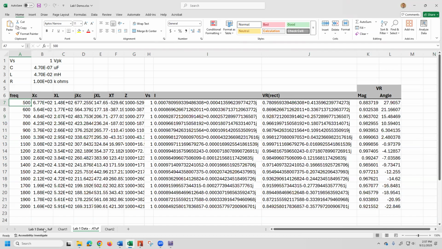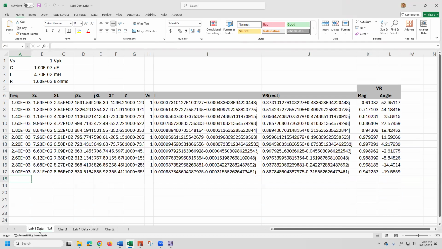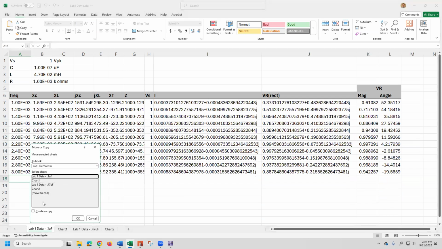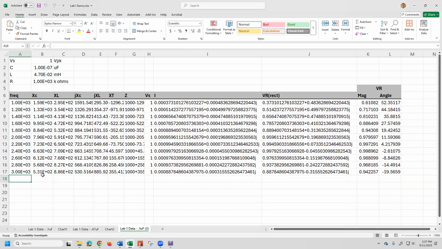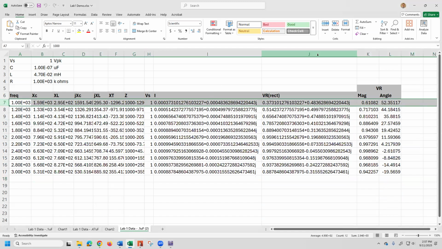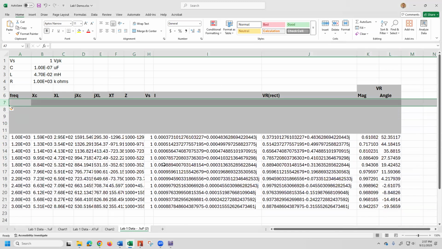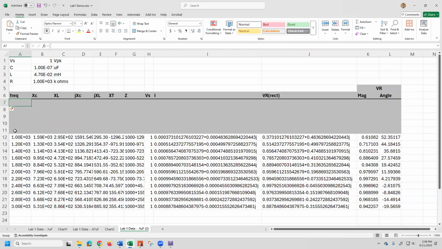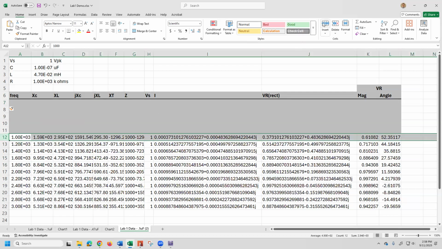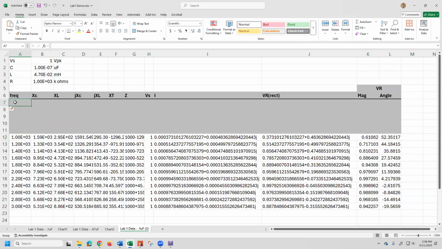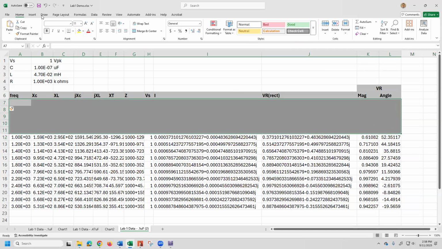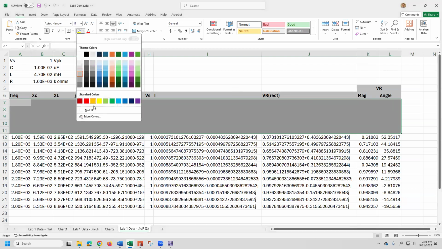Maybe this is what I'll do. I'll show you this way. Let's copy this one to the end. Okay, so the first thing you have to do is insert some rows. You click right here and you click on insert. Then let's get rid of this shading. So we go over here, right here, go to no fill.